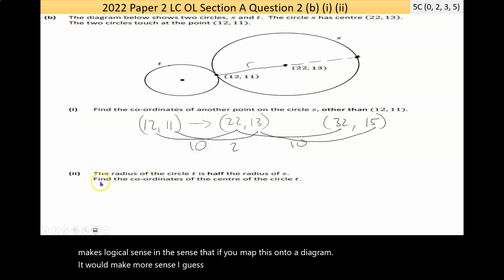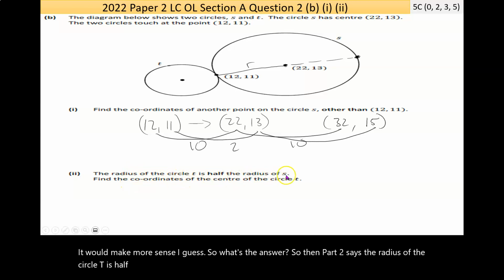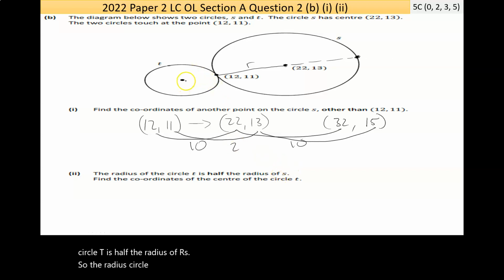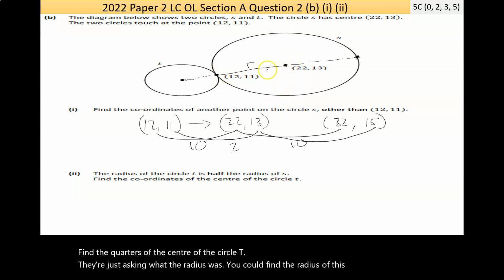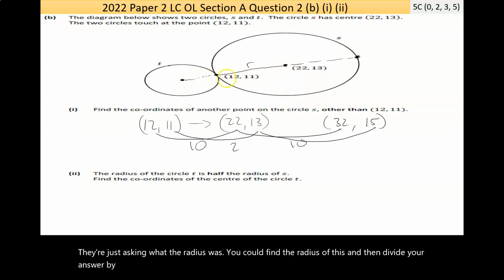So that's the answer. Then part 2 says the radius of the circle T is half the radius of S. So the radius of circle T, this radius here, is half of this. Find the coordinates of the center of the circle T. Now, if they were just asking what the radius was, you could find the radius of this and then divide your answer by 2. But they're trying to translate this again.